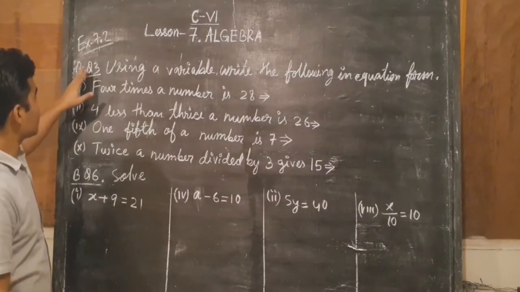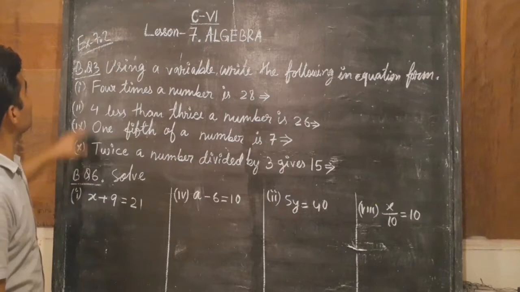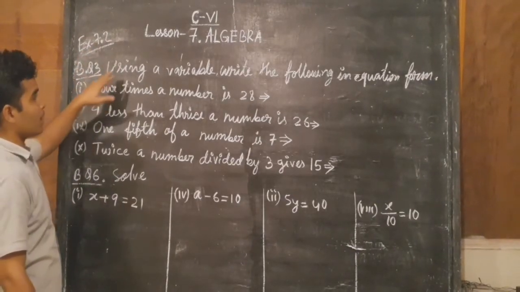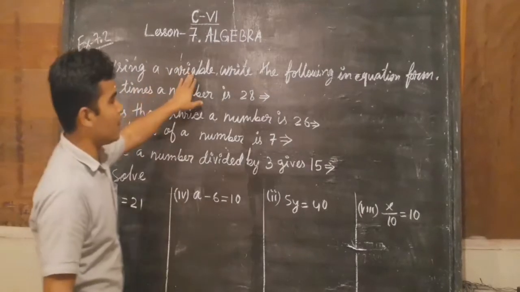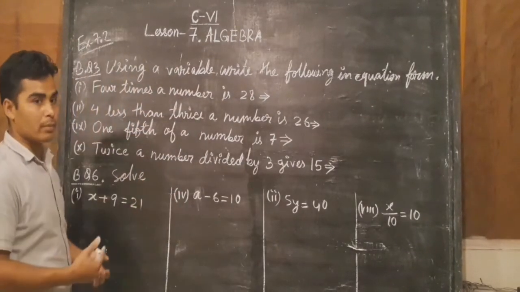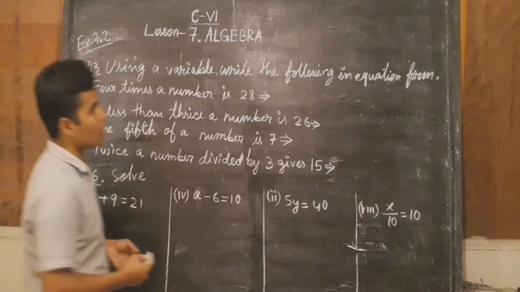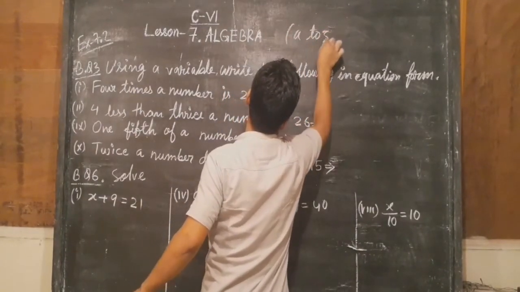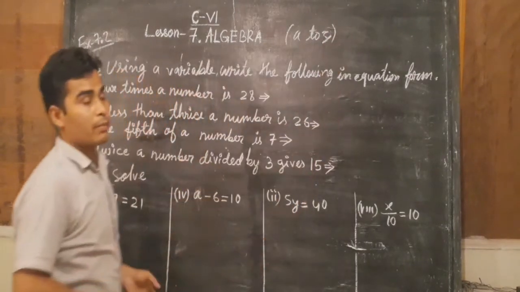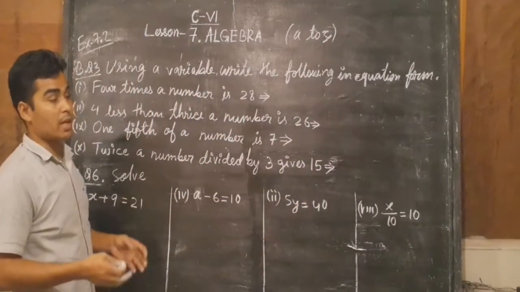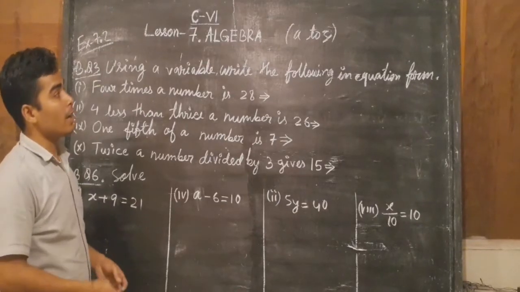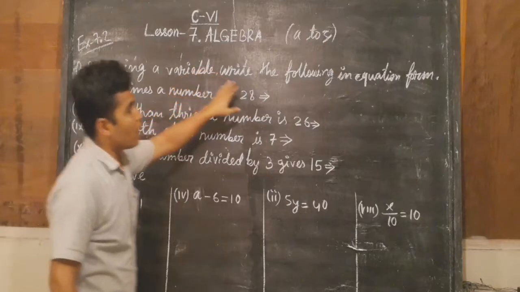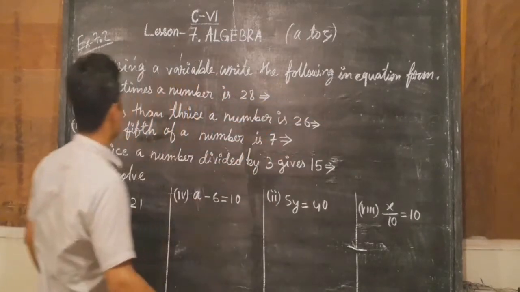Now I will solve these two questions from exercise 7.2. First, question number 3. Using a variable, we have to use our own variable. We can use a variable from A to Z. Anything we can use as a variable: A, B, C, D, E, F, G, X, Y, Z. Here, using a variable, write the following in equation form.